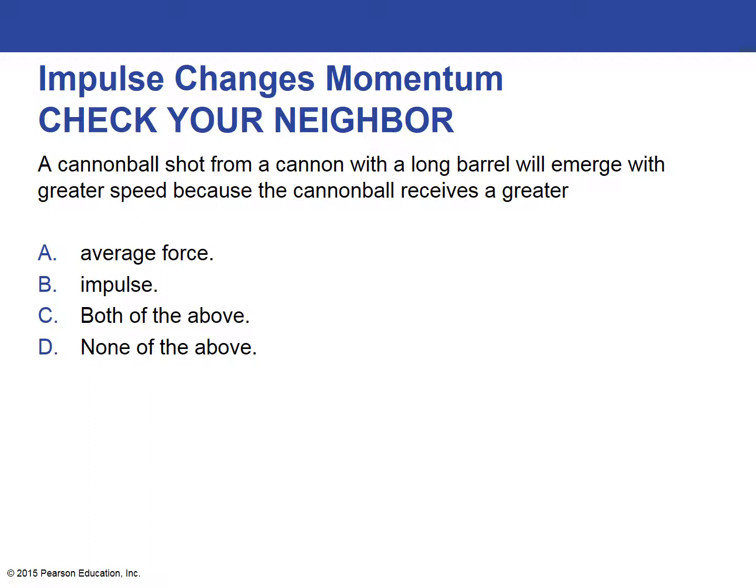And as long as the ball is inside the barrel, the forward force of the gas molecules will continue to apply a force against the cannonball. And so, if I have a long barrel, the force applied to the cannonball will be greater, and therefore it will emerge with a larger impulse or a larger change of momentum. And from that, you should be able to answer the question.